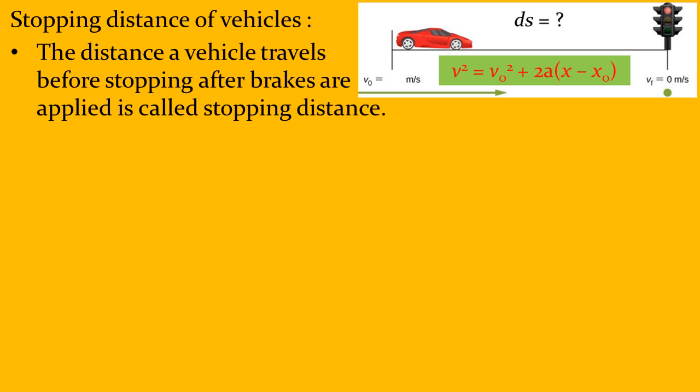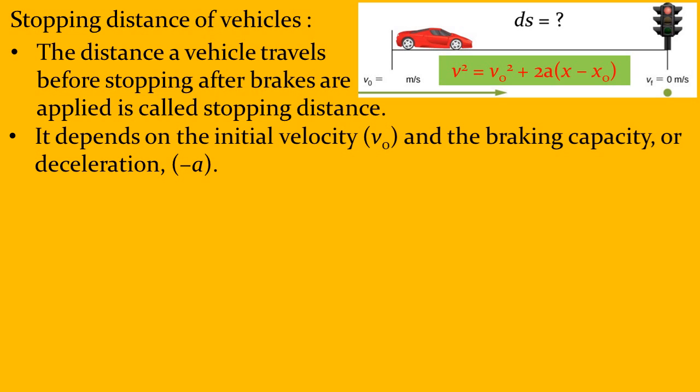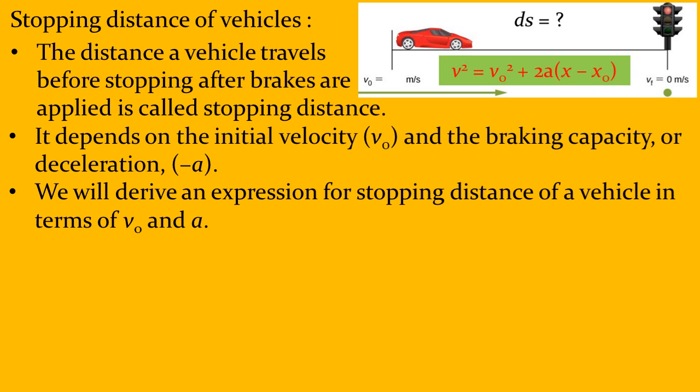Now, the distance a vehicle travels before stopping after the brakes are applied is called the stopping distance. Now, this depends on the initial velocity. If you are going very fast, you will take longer to stop, isn't it? And it also depends on the braking capacity, that is the deceleration. If your brakes are very good, deceleration is very good, then you stop in a short distance. We will derive an expression for stopping distance of a vehicle in terms of your initial velocity with which you are traveling and the acceleration.